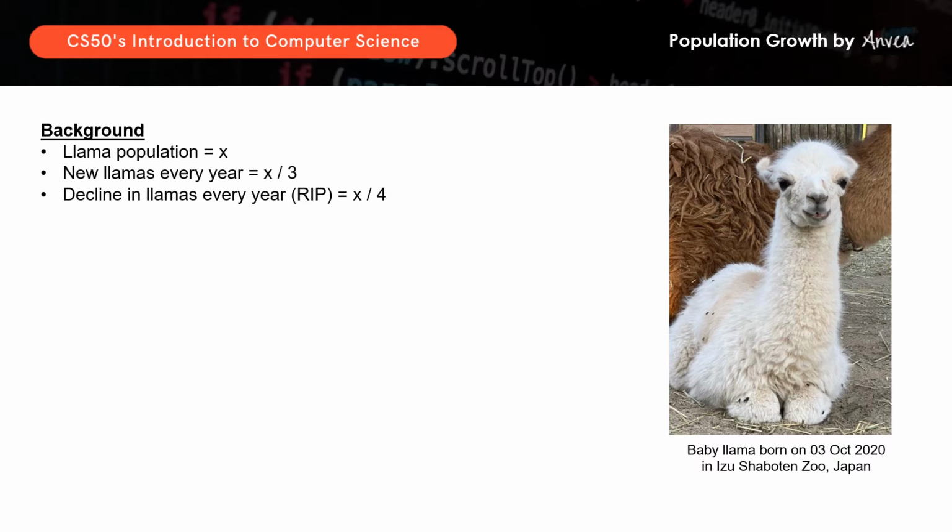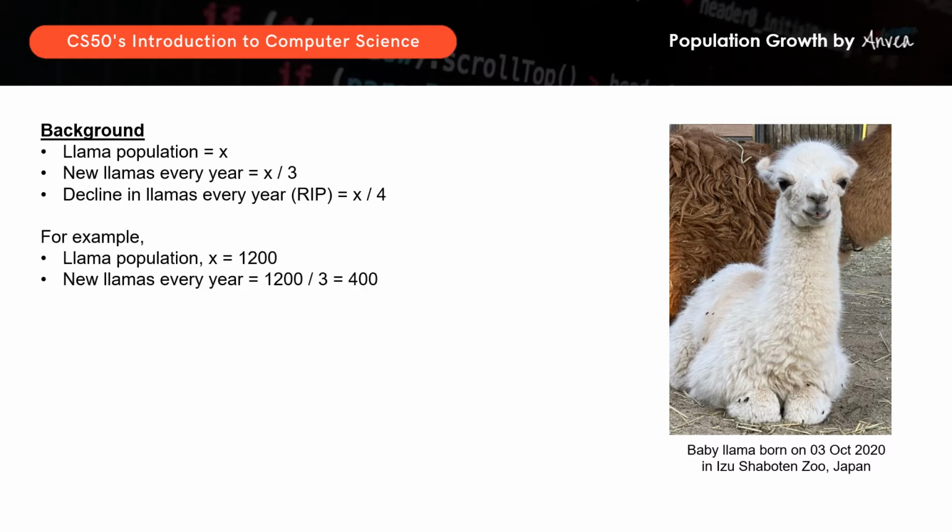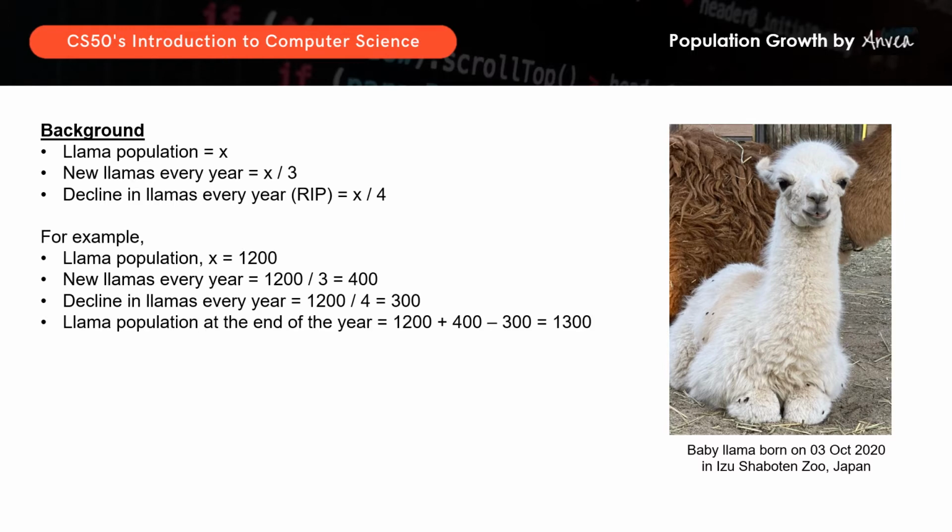Okay, so what does this mean? For example, if the llama population x equals 1,200, this means that the number of new llamas born every year is taken by x divided by 3. So it is 1,200 divided by 3, which will give you 400. Likewise, the number of llamas that die every year would be 1,200 divided by 4 equals 300. So what is the llama population at the end of the year? It would be x plus 400 minus 300 equals 1,300. So that would be the total number of llamas that you have at the end of the year.